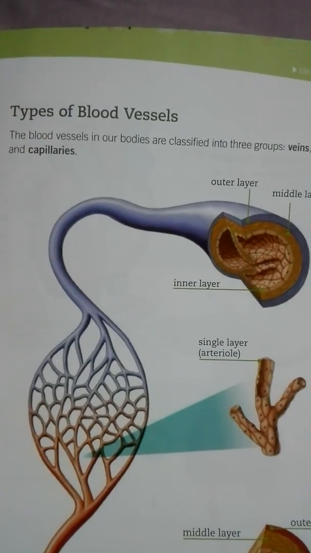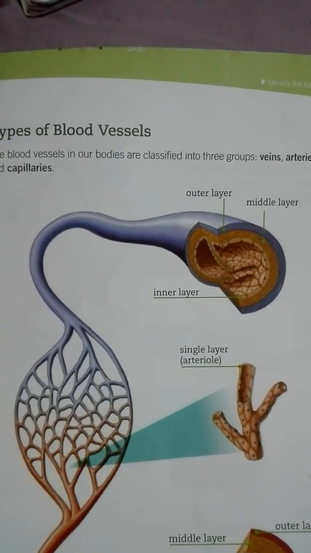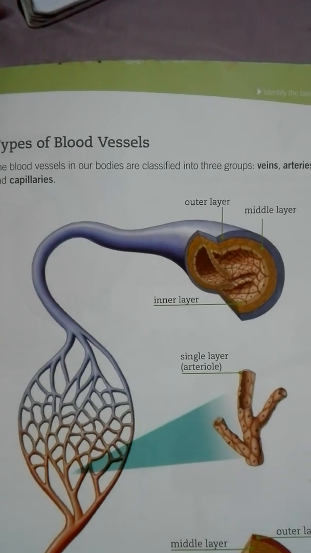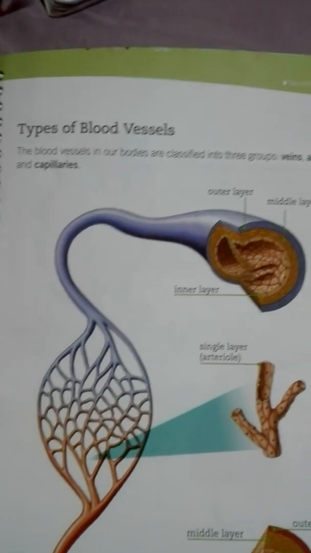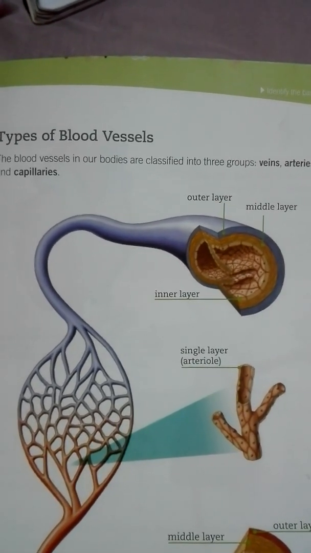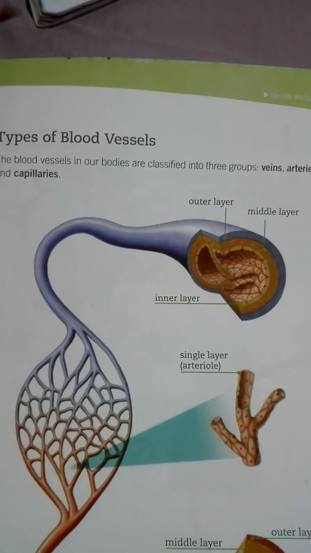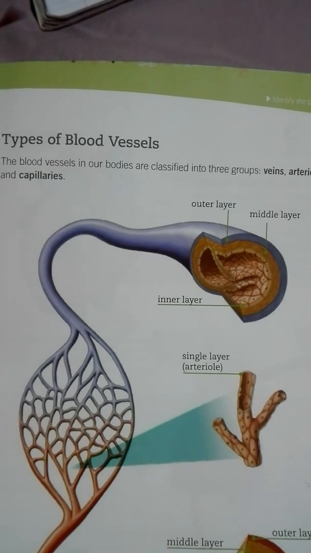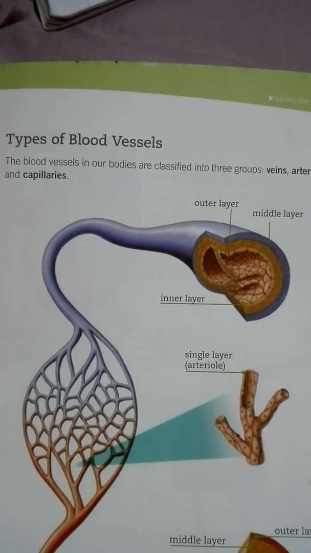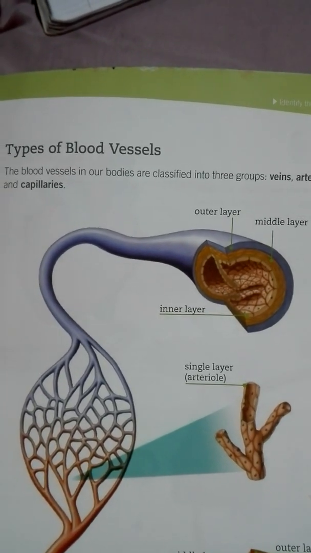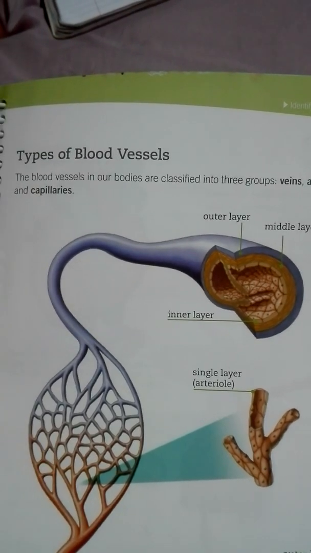Okay guys, finally we are going to conclude on page number 39 and 40. Bien chicos, vamos a concluir este tema con la página 39 y 40. On page number 39, they are presenting us the type of blood vessels. En la página 39 están presentándonos los tipos de vasos sanguíneos.